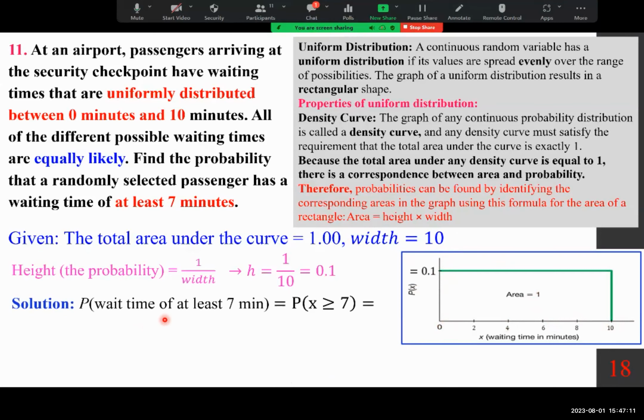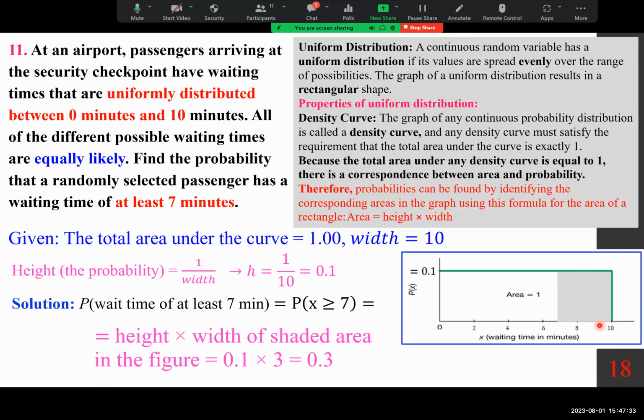We want the probability of waiting time of at least 7 minutes. That means probability of x larger than or equal to 7. That means from 7 all the way to the end, which is 10. So we want this area. So the height is fixed at 0.1, and this distance is 3. So the height times the width of the shaded region, 0.1 times 3, is 0.3. So the answer to the question is 0.3, or 30%. That's the probability.